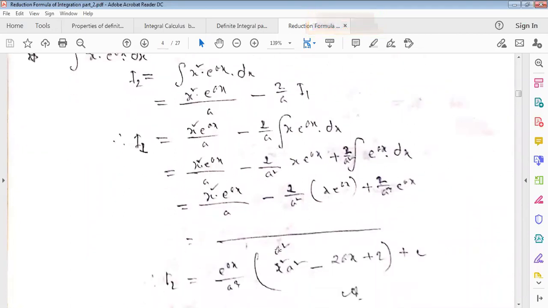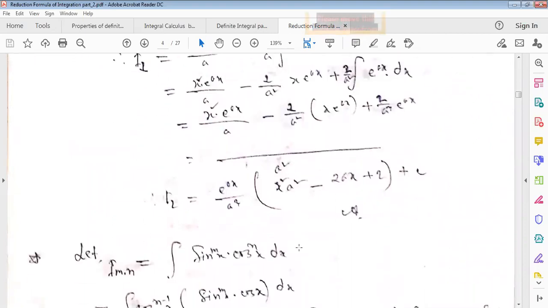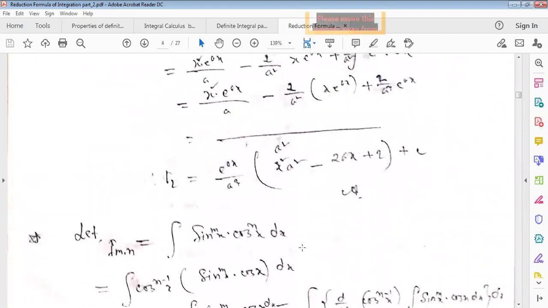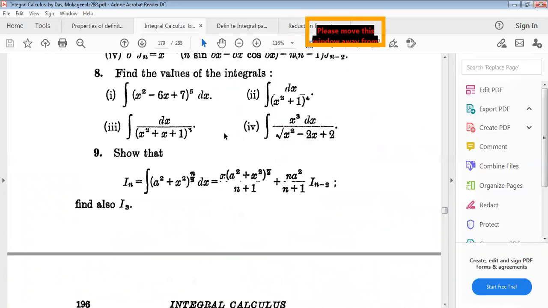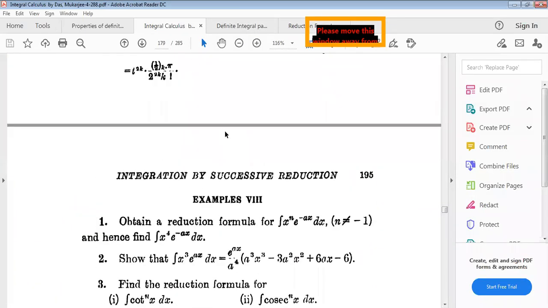I_2 equals, just taking common. Very simple for you. Okay, can you do it?